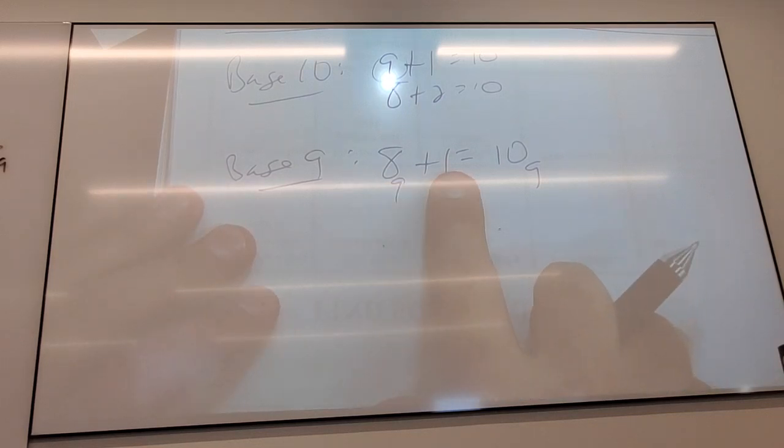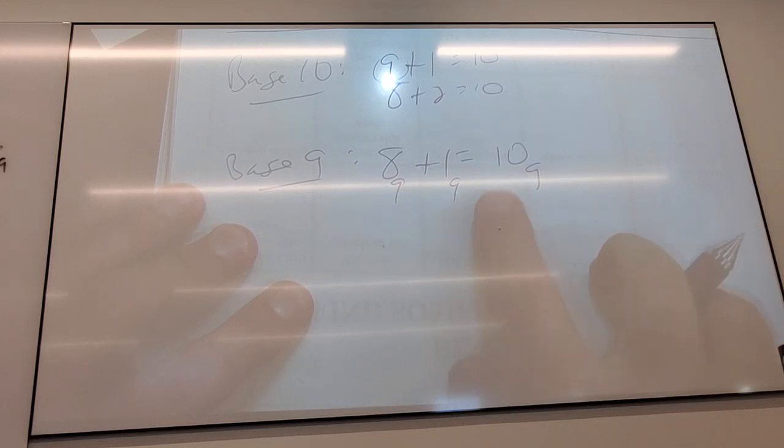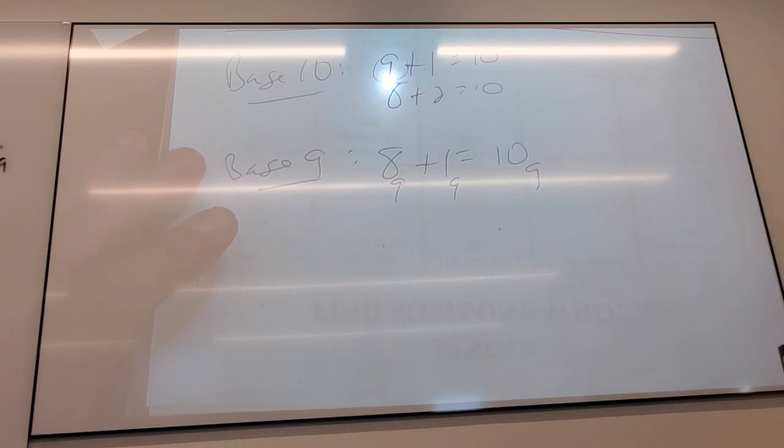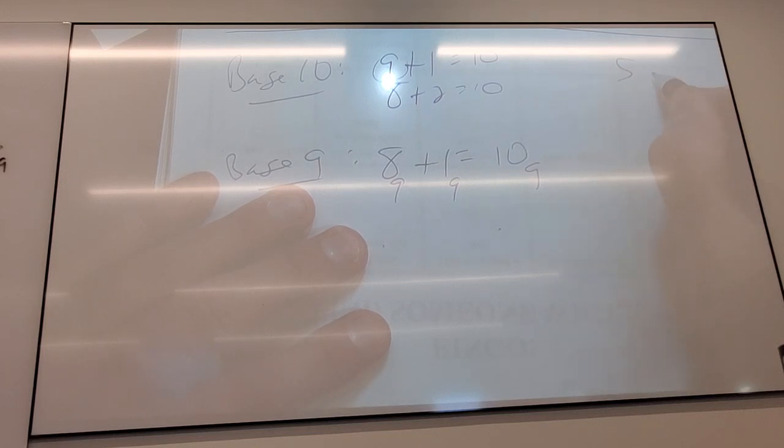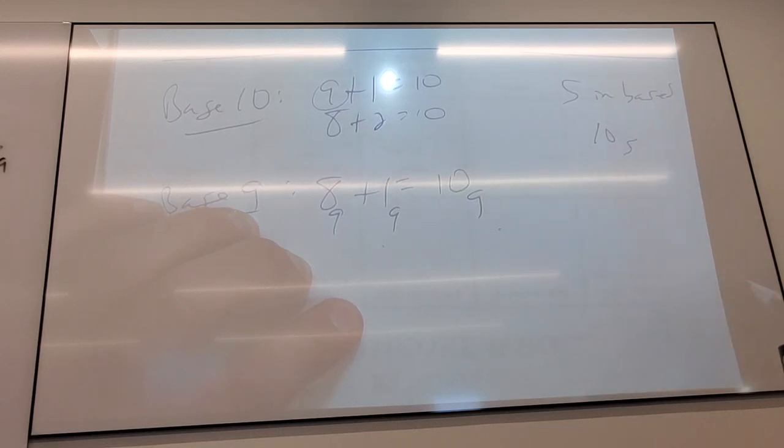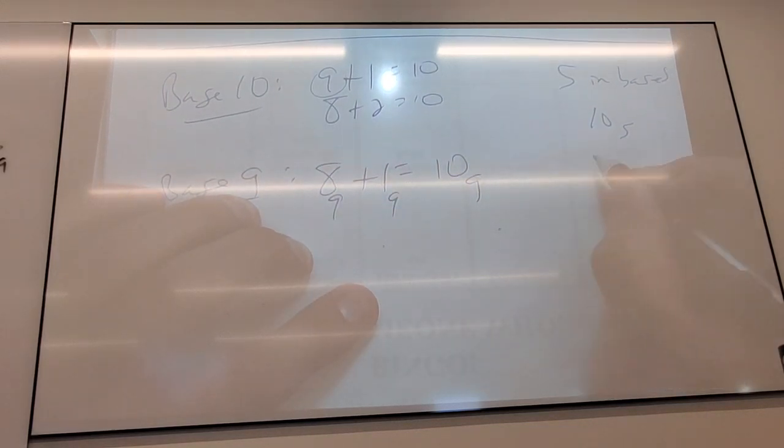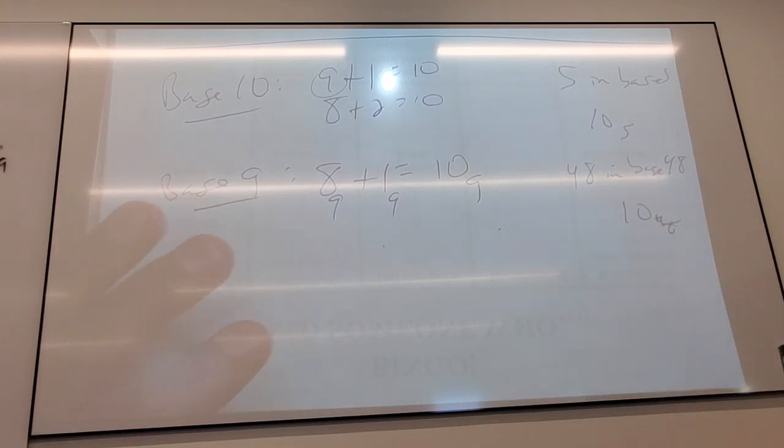Now let's check it. What is 8 plus 1? 9. And how do I represent 9 in base 9? 1, 0. Whenever I hit the base, that's 1, 0. Correct? How do I represent 5 in base 5? Yes? How do I represent 48 in base 48? 10. Great. How do I represent 10 in base 10? 10.